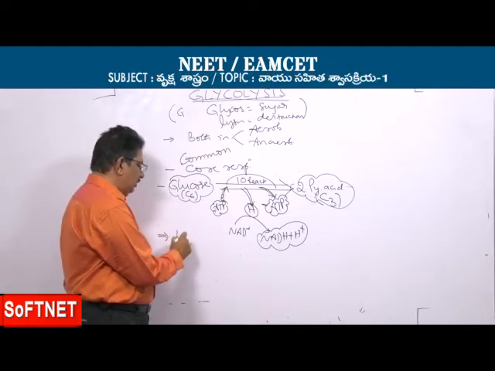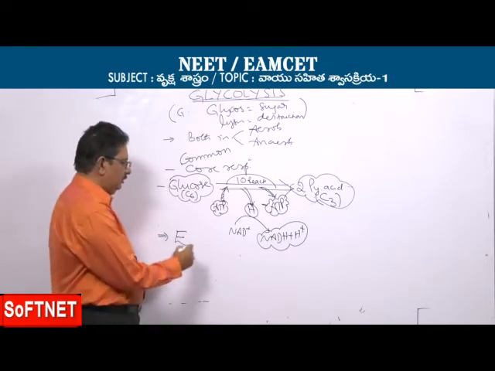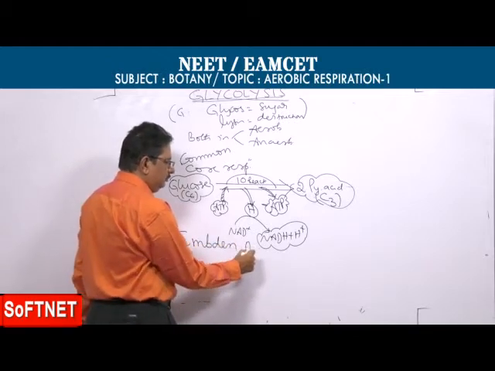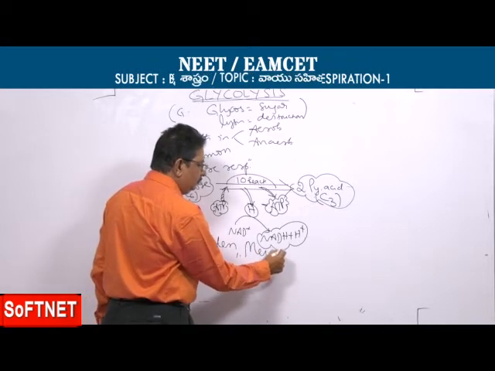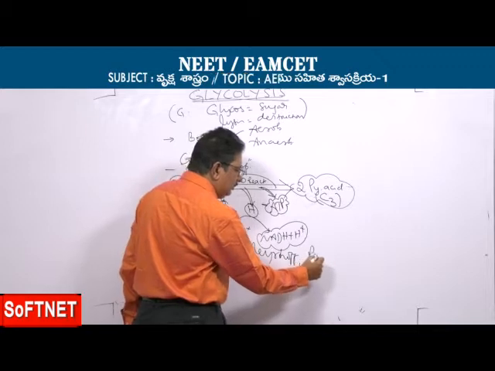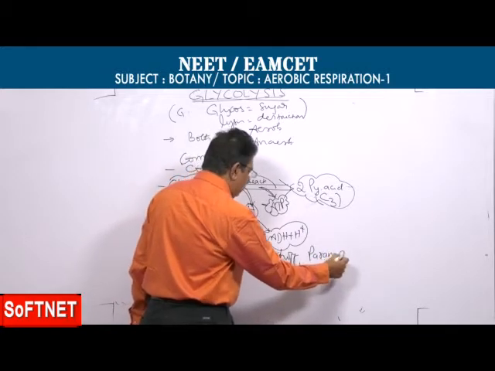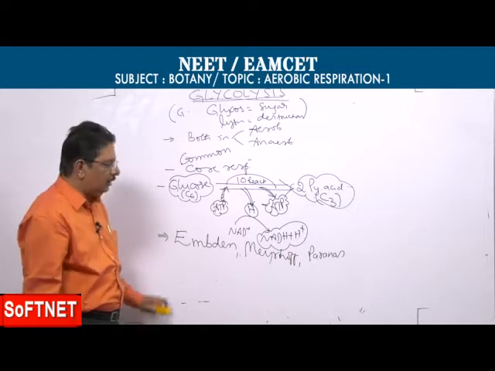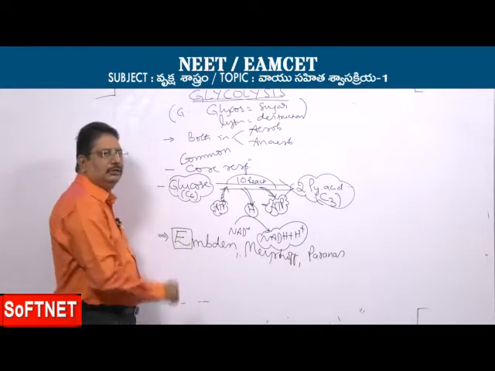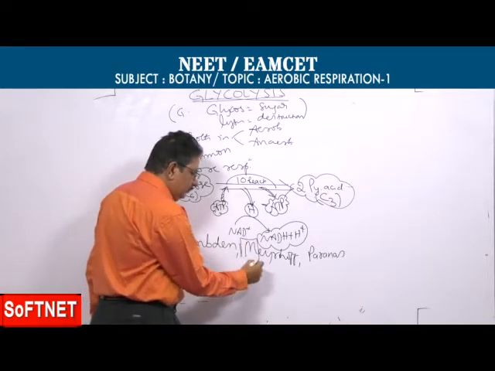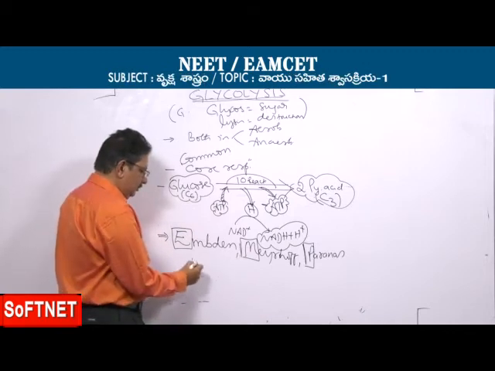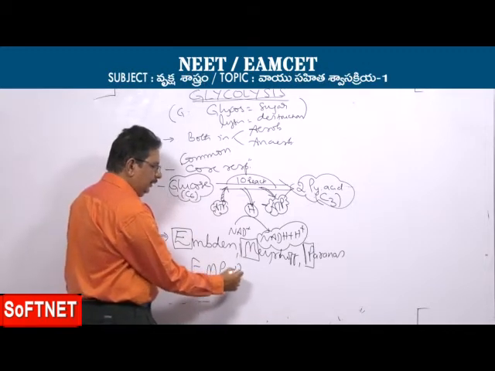by 3 German scientists by the names Emden, Meyerhof, and Parnas. Emden, Meyerhof, and Parnas. So, to honor the discoverers, this process is renamed the EMP pathway.